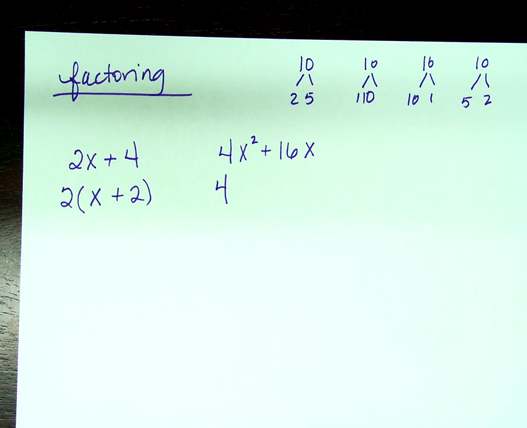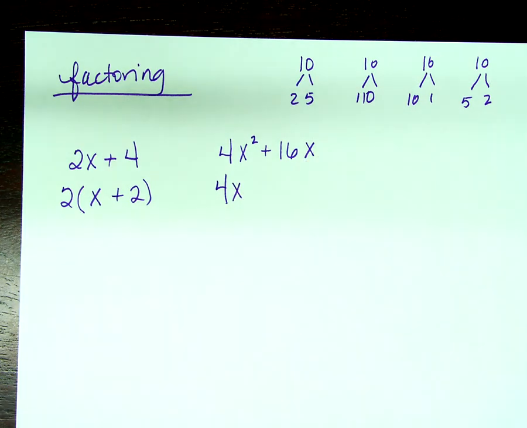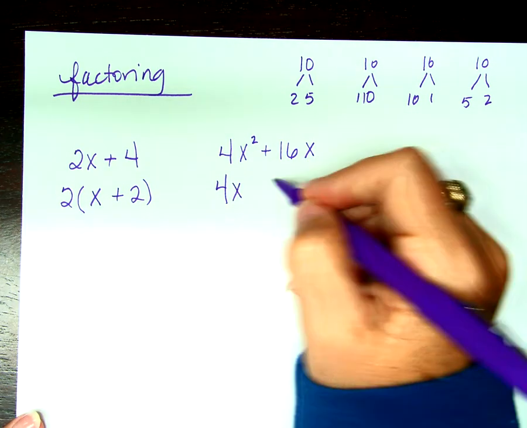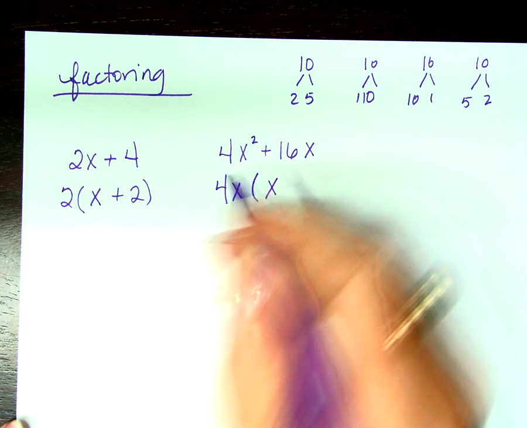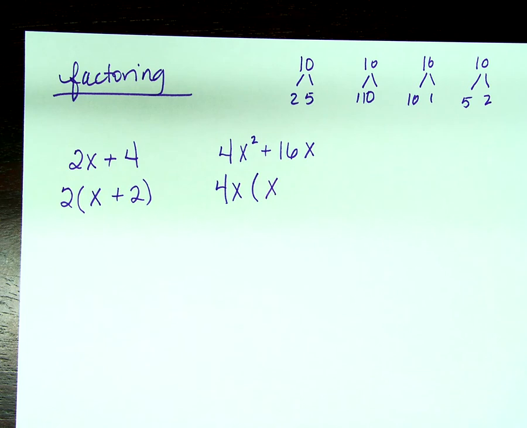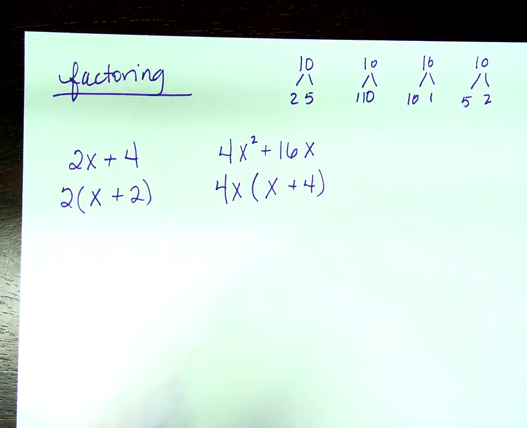Because I can't divide an x squared into each term, can I? I can divide the first term by x squared. I cannot divide the second term by x squared because the second term only has an x. Does that make sense? So do you see now that the greatest common factor is 4x? Okay? So what's left if I divide the first term by 4x? X. What's left if I divide the second term by 4x? 4. So 4x times x plus 4?